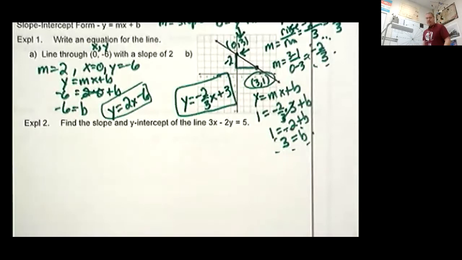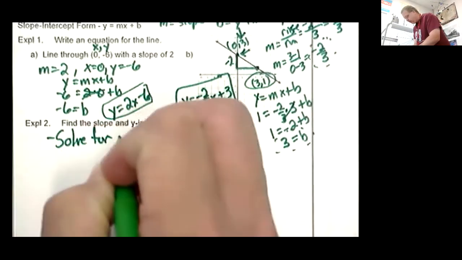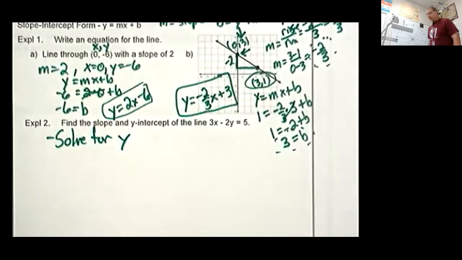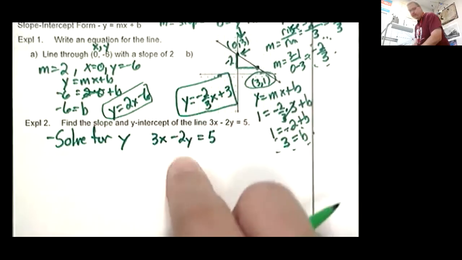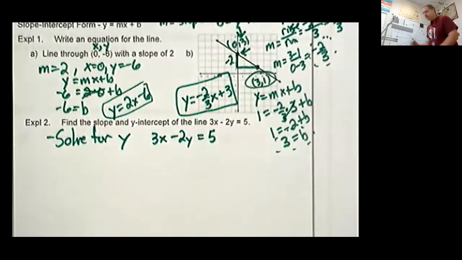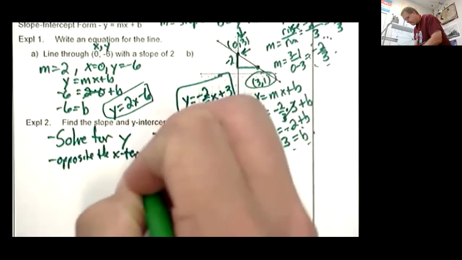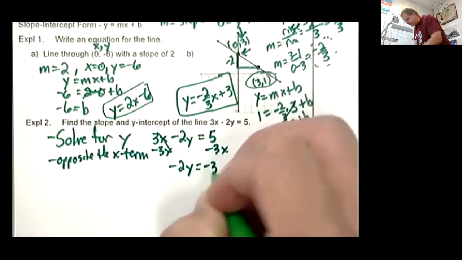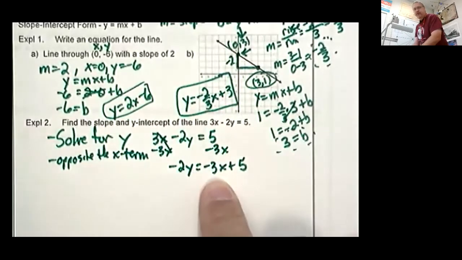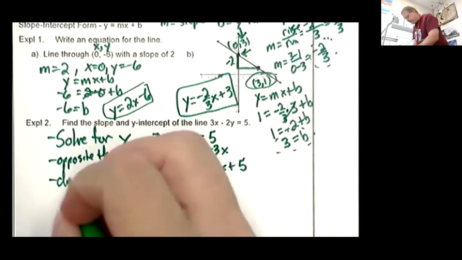This is actually in standard form. How do we find the slope and y-intercept? Well, the key here is we have to solve for y. So we're going to take our equation, 3x minus 2y equals 5. To solve for y, the first thing we want to do is opposite the x term. So we're going to subtract a 3x to both sides. So we're going to have negative 2y equals negative 3x plus 5. We're going to always put that x term first so that this is in descending order by powers, what later we'll call standard form. And then we want to divide the coefficient.